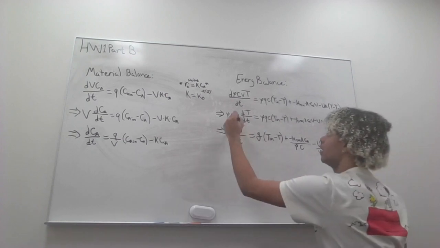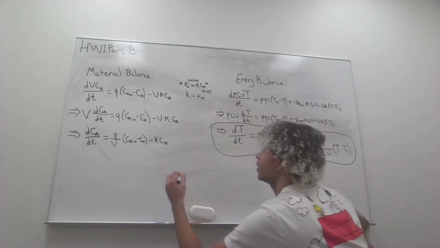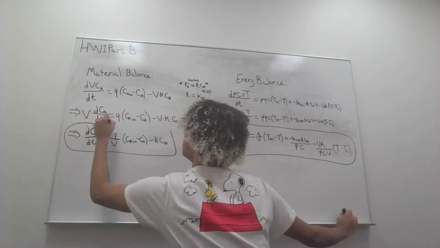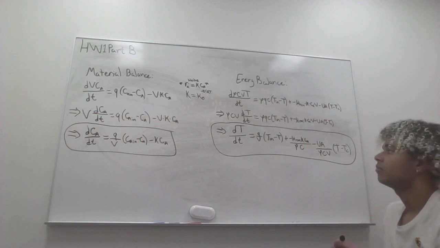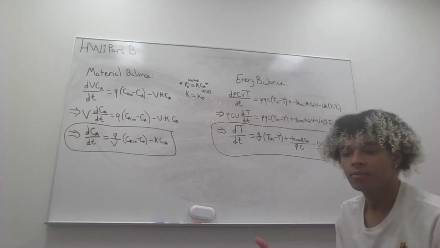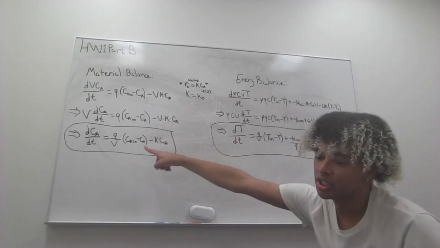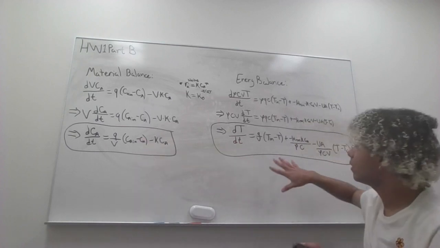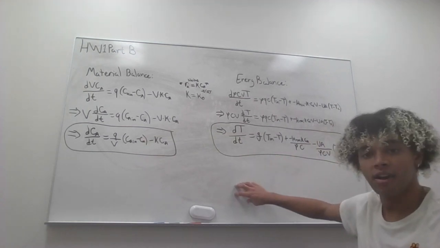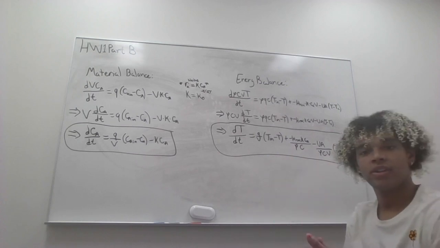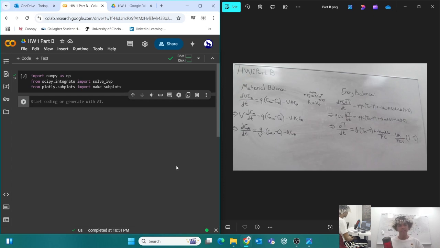But yeah, so here we go. We derived our equations for the material balance and for the energy balance that will allow us to plot the time-dependent concentration and also the time-dependent temperature profiles for this CSTR. So now that we have that, we can go to the Python and code that and show that out.